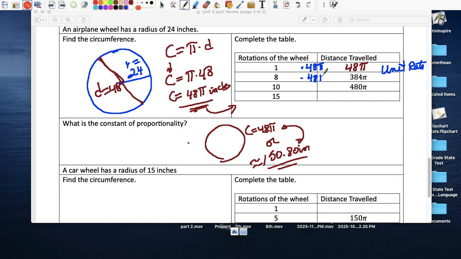8 times 48 pi is 384, so multiply 48 times 8, and guess what? You get 384 pi. What about 10? 10 times 48 pi, is it 480 pi? It's true. And then 15 also times 48 pi. So 15 times 48 pi is equal to 720 pi. What's our unit rate, or what's my constant of proportionality? Here's my constant of proportionality. K equals 48 pi.